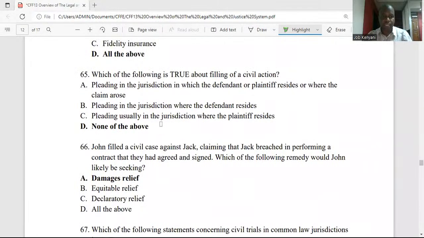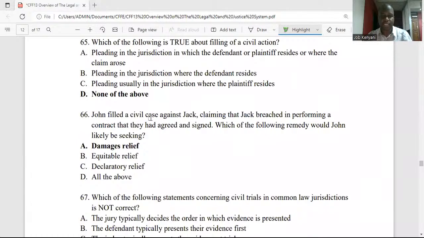Then, question number 66. John filed a civil case against Jack, claiming that Jack breached performance of a contract that they had agreed and signed. Which of the following remedy would John likely be seeking?